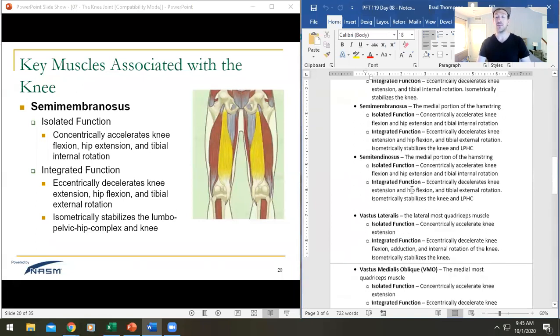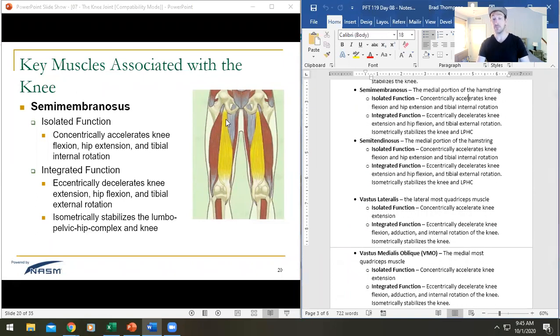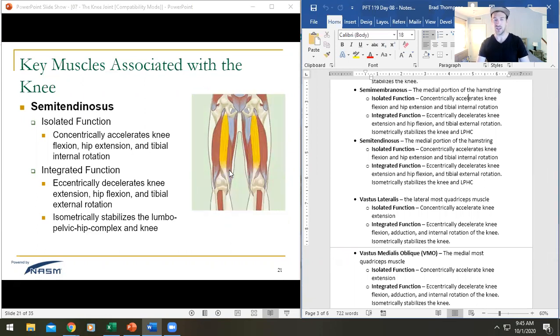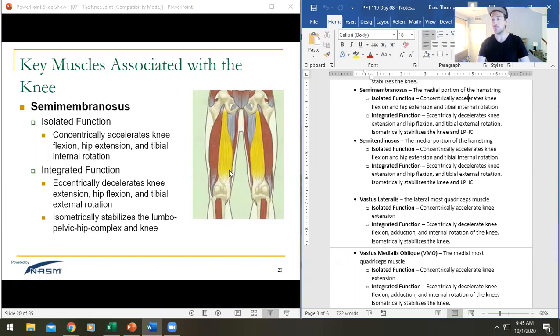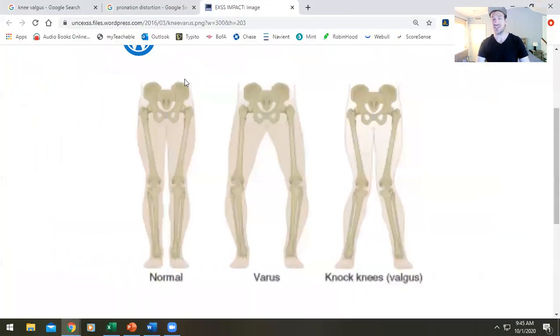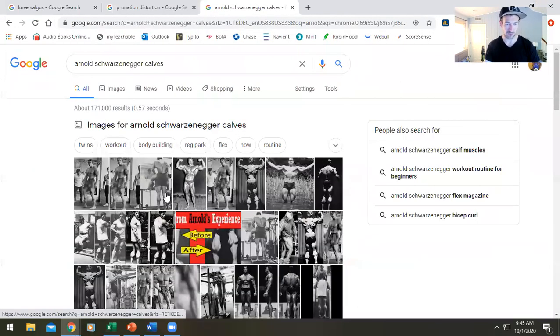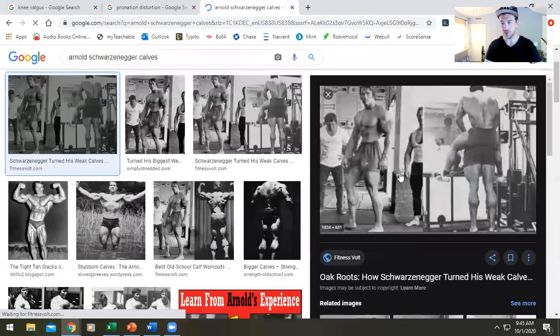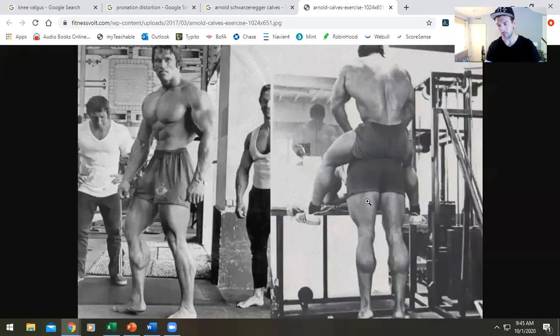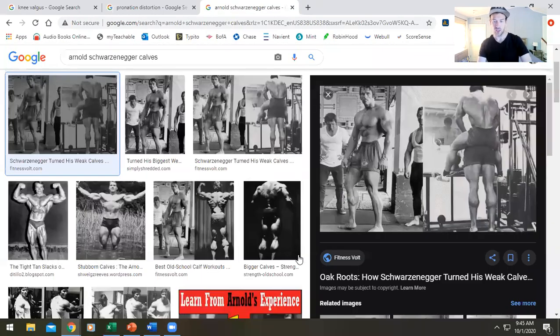So then we have the meaty part of your hamstrings. This is the medial hamstring. When you see somebody who just has huge hamstrings, I'm going to go back to Arnold Schwarzenegger. We just look at the man's hamstrings, they were ridiculous. You can see the separation there. Look at how huge this inner portion is. That's the medial hamstring, the inside part of the thigh.